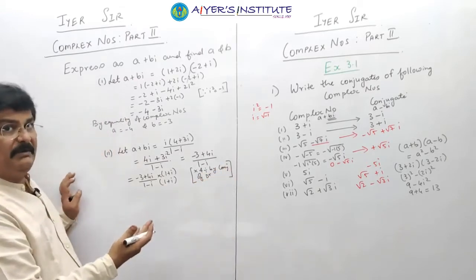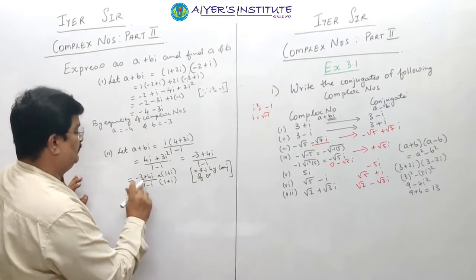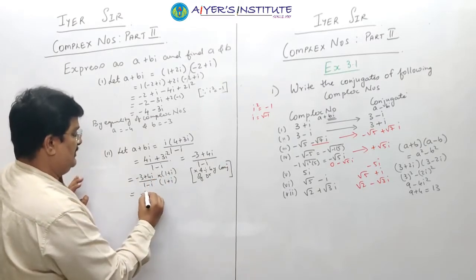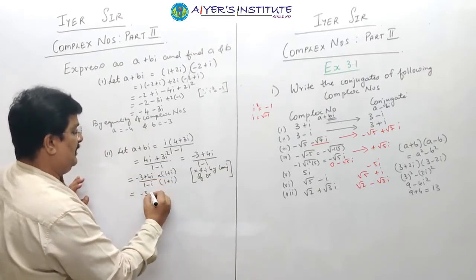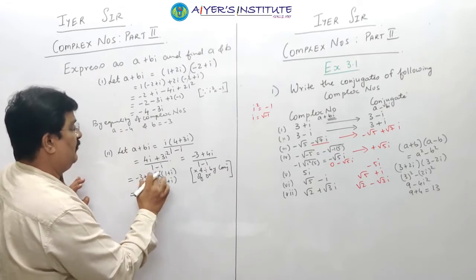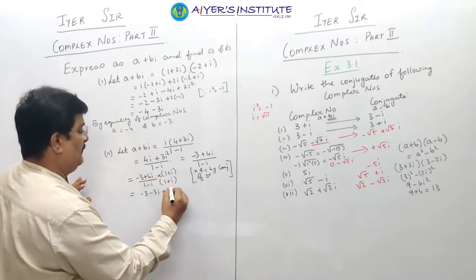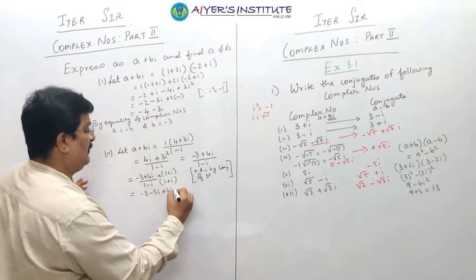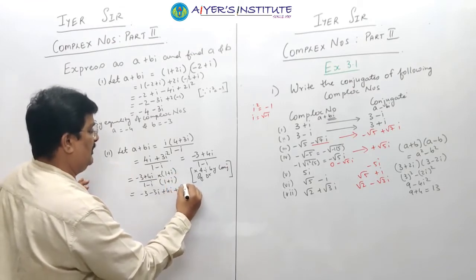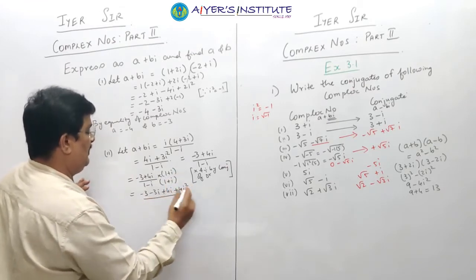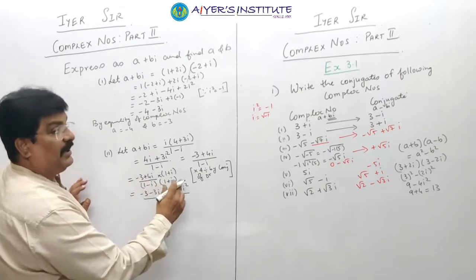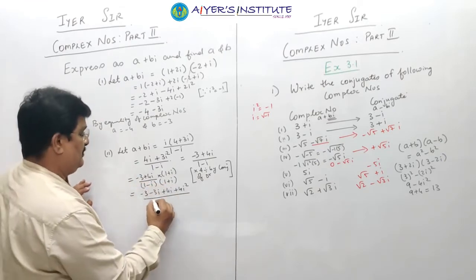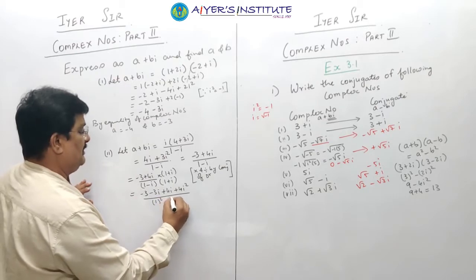Okay, now multiply on top, multiply on the bottom. Minus 3 into 1 is minus 3. Minus 3 into i, minus 3i. 4i into 1 plus 4i. 4i into i plus 4i square. And down we have a plus b, a minus b type, so it will be 1 square minus i square.